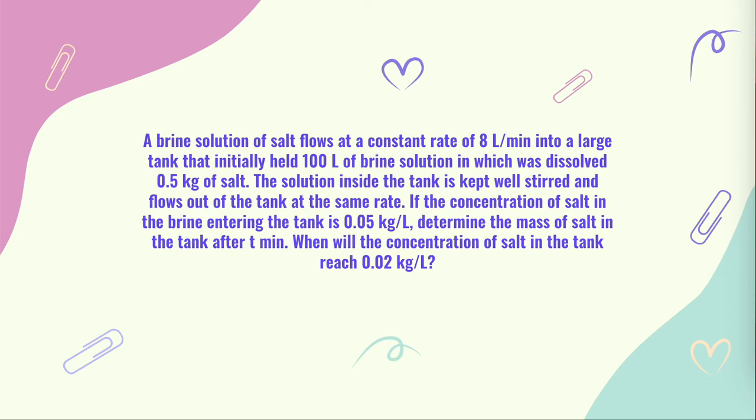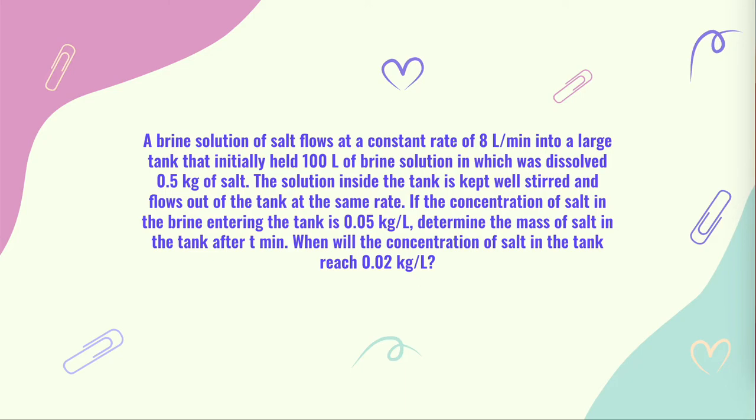Let's imagine that we're given a brine solution of salt, and so it's just basically a mixture of water and salt. And let's say that it flows at a constant rate of 8 liters per minute into a large tank that initially holds 100 liters of a different brine solution, which was dissolved in half a kilogram of salt. And then this solution inside the tank is going to be stirred and then flow out of the tank at the same rate that we have it being poured in there.